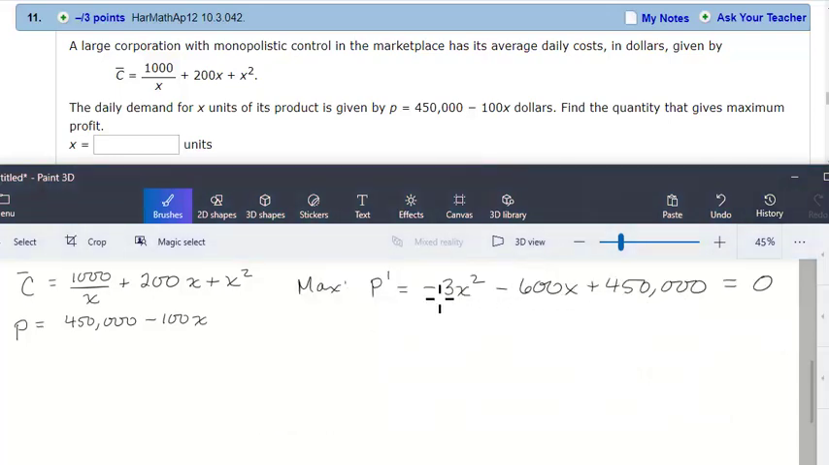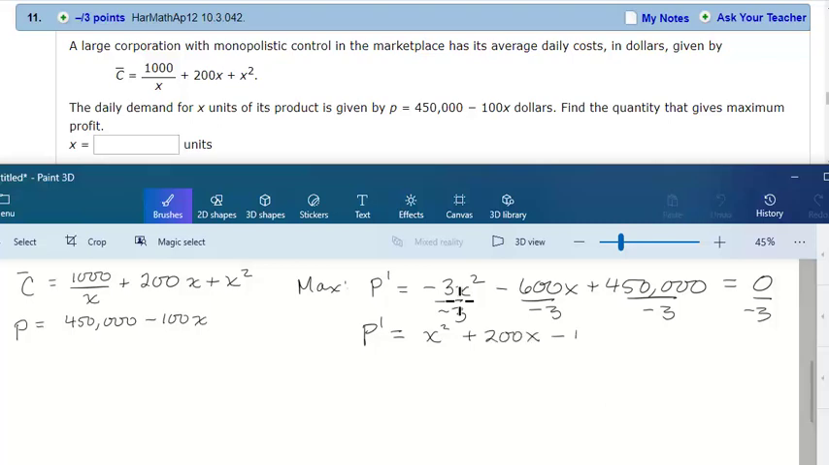Okay, I can divide everything by negative 3. That will cut my numbers down a little bit more, make it easier to work with. So the derivative will be positive x squared plus 200x minus 150,000. Set that equal to 0. You can plug that in the quadratic formula. I'm going to go ahead and factor it just for the sake of time, but you'll get the same answers if you do the quadratic formula.